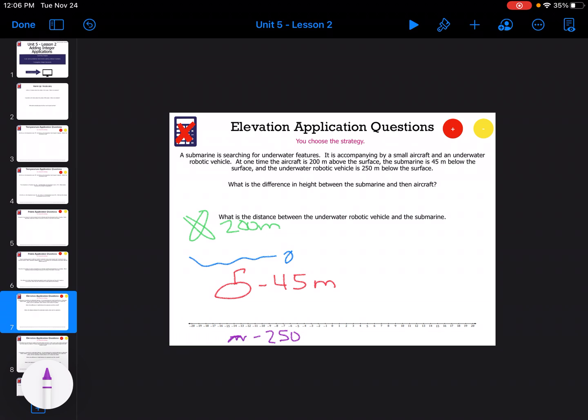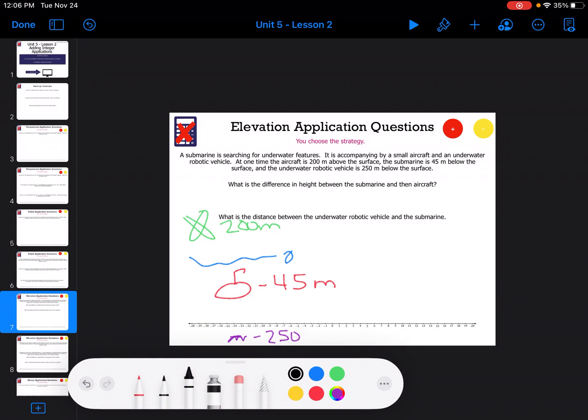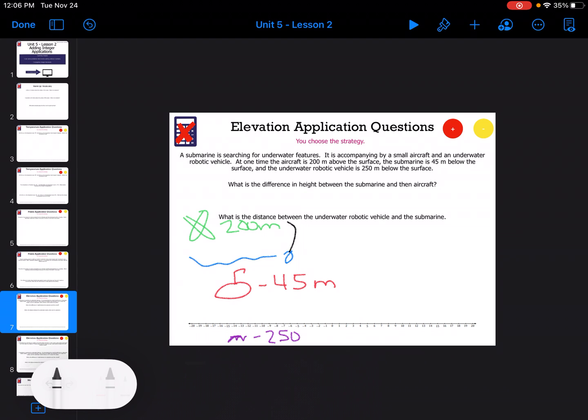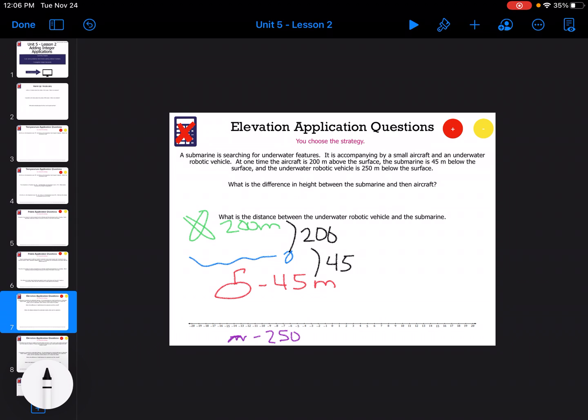So they want to know what is the difference in the height of the submarine and the aircraft. Okay, so I'm going to change colors. So to get from 0 to 200, that's 200. To get from negative 45 to 0, that would be 45. So the distance between the two would be 245 meters.